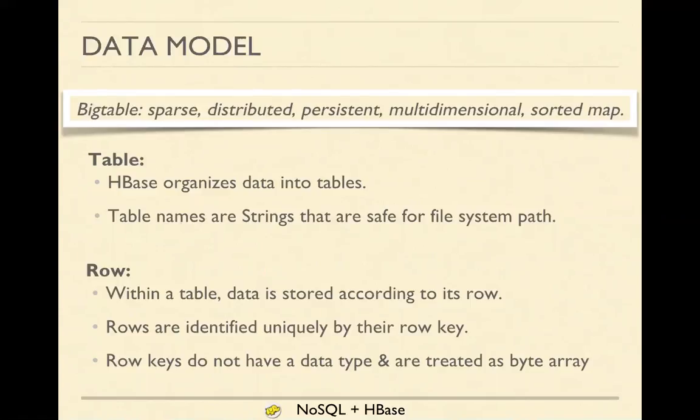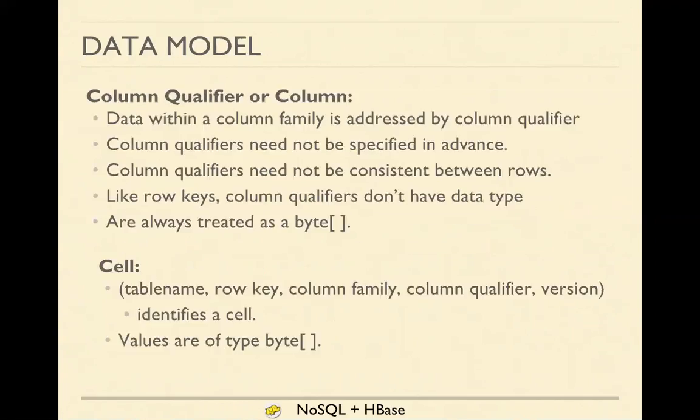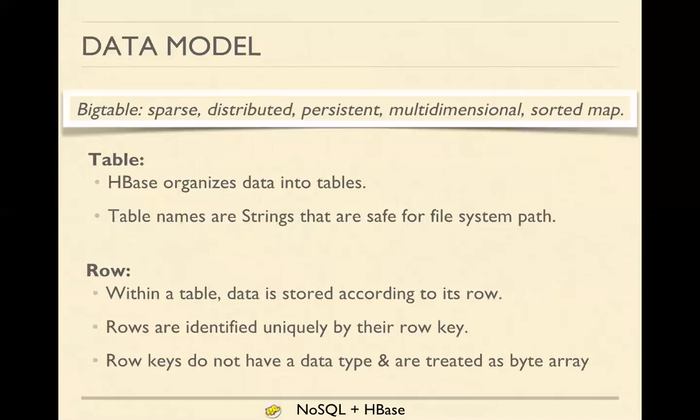All right. What does it mean by column qualifier need not be consistent between the rows? Okay. Data within the column family is addressed by the column name. Column name need not be specified in advance. Column name need not be consistent. Okay. Let me go back a couple of steps. So now let me talk about this particular line.